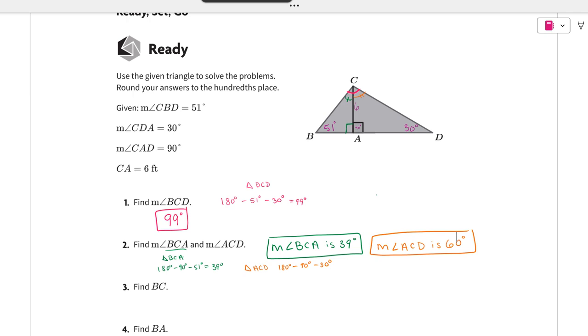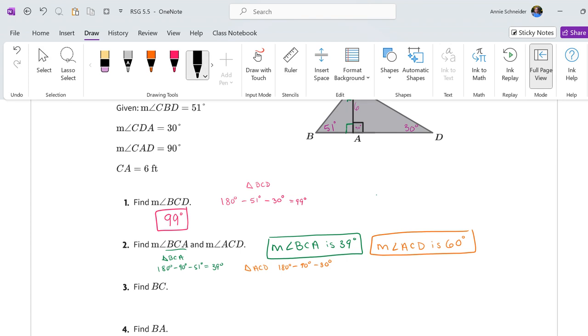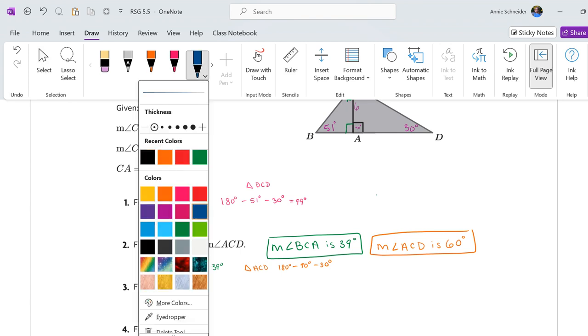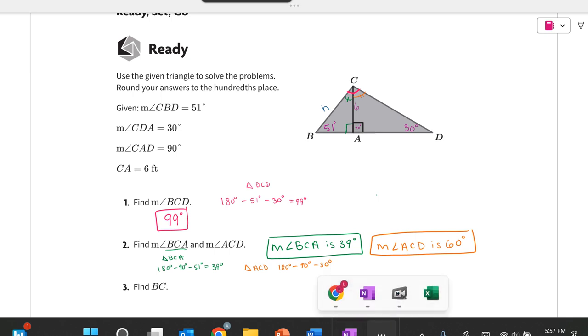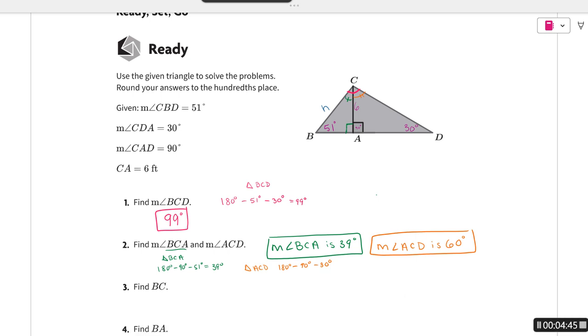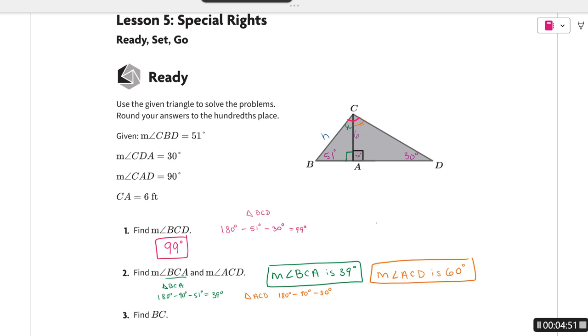Perfect. The next thing it wants us to do is find side BC. We know that CA is 6, so it wants us to find BC. I'll call this H, for hypotenuse. There are a few ways we can go about finding this, depending on what type of algebraic work we want to do. I think using trig ratios is the fastest, so let's review those trig ratios.